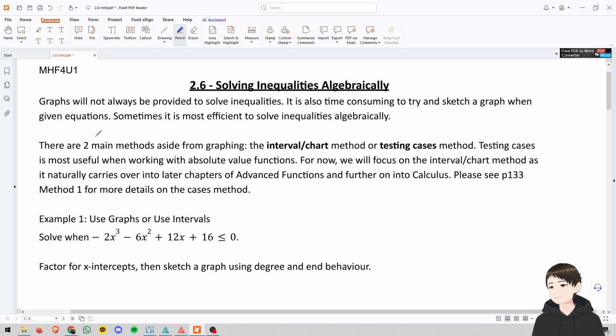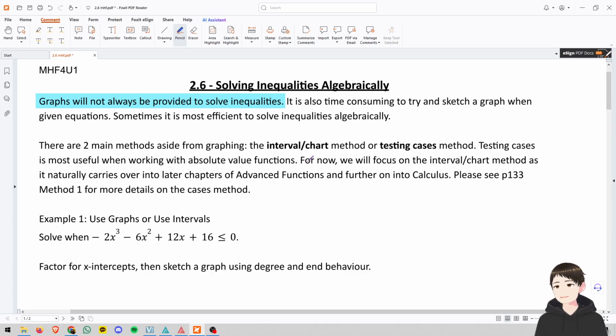Whew, that's a lot. Let's get to it. Solving inequalities algebraically. So today, the whole point is, what if you don't have a graph? Okay, what if I don't give you a graph like the ones we did yesterday? That's okay. The whole point is to try and not use a graph. Okay. Oh, that's a lie.